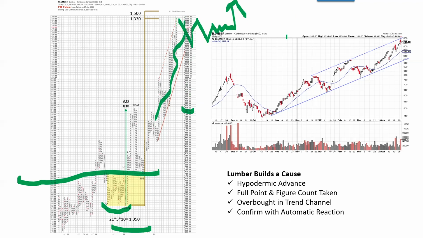And so we will be watching for that, but don't be surprised if lumber, now that it's in the range of this objective, is able to pull back down to the bottom of this channel.